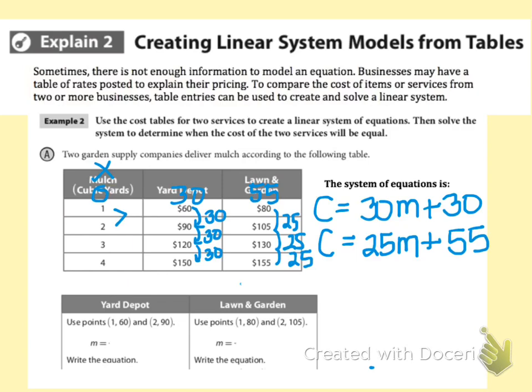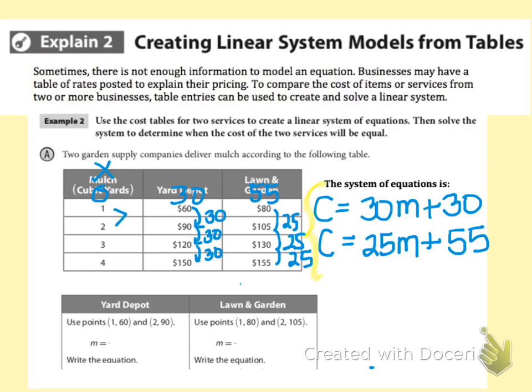Again, if they give you this pricing chart, you just have to work backwards to see what it's made up of. It's made up of a per-yard cost as well as a delivery fee, a fixed amount you pay no matter how much you get delivered, and then each additional yard you get adds on so much more. So there's a system you could then solve.